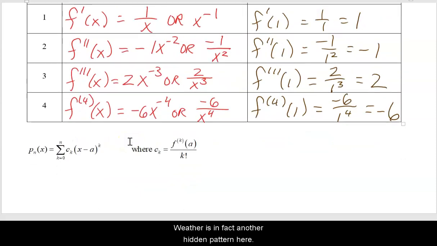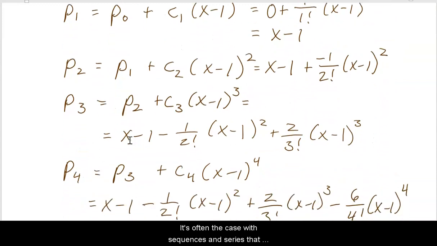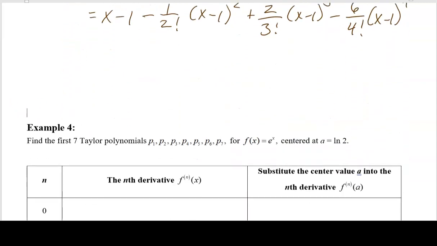So there is, in fact, another hidden pattern here. It's often the case with sequences and series that multiplying out the constants actually makes the problem more difficult and the pattern harder to see. Let's take a look at the last example for this video.